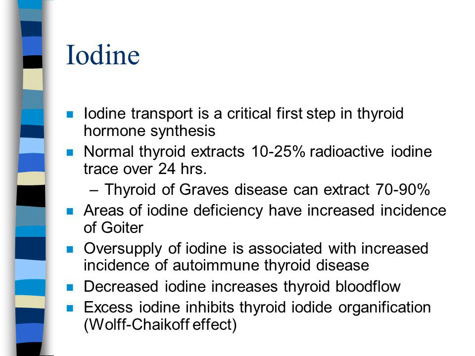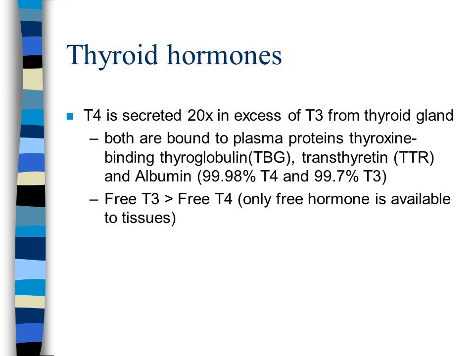Decreased iodine increases thyroid blood flow. Excess iodine inhibits thyroid iodide organification, the Wolff-Chaikoff effect. Thyroid hormones: T4 is secreted 20 times in excess of T3 from the thyroid gland. Both are bound to plasma proteins: thyroxine-binding globulin TBG, transthyretin TTR, and albumin. 99.98% of T4 and 99.7% of T3 are bound. Free T3 is greater than free T4. Only free hormone is available to tissues.